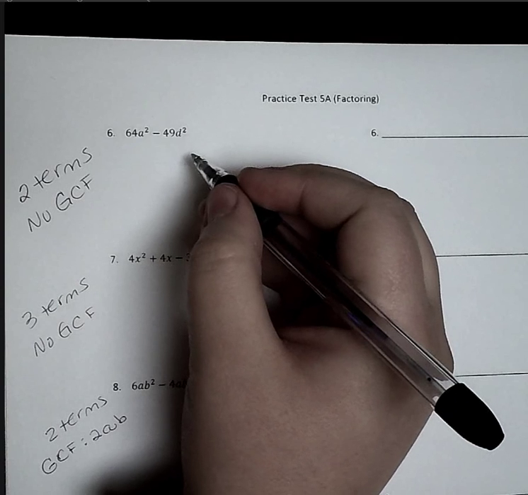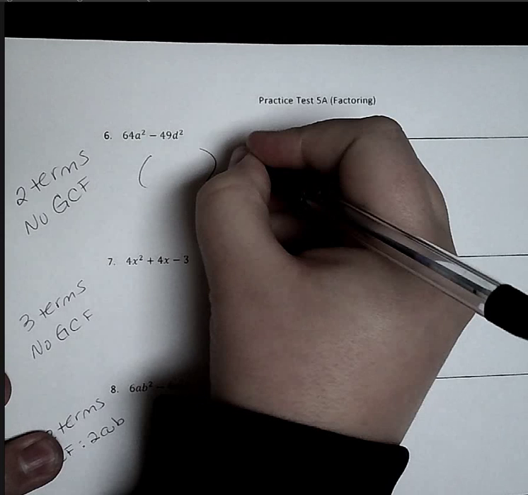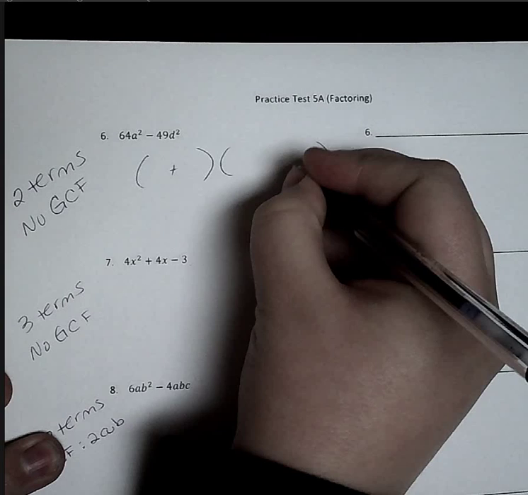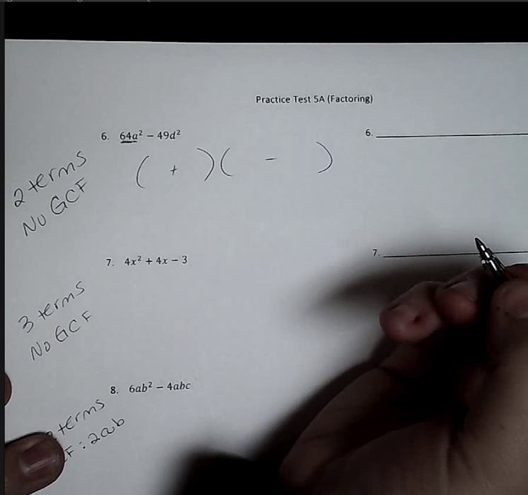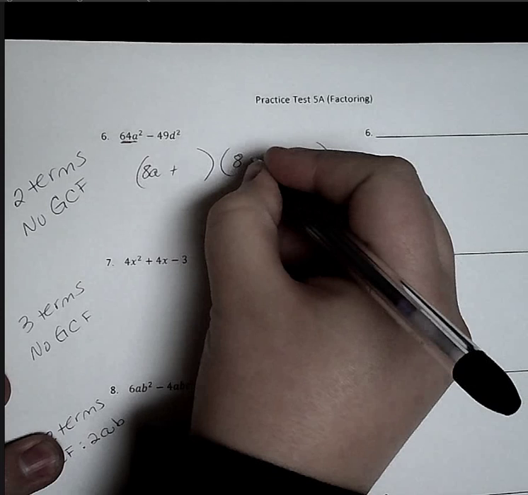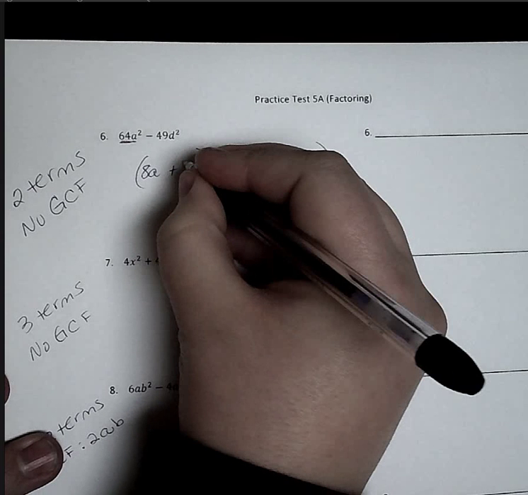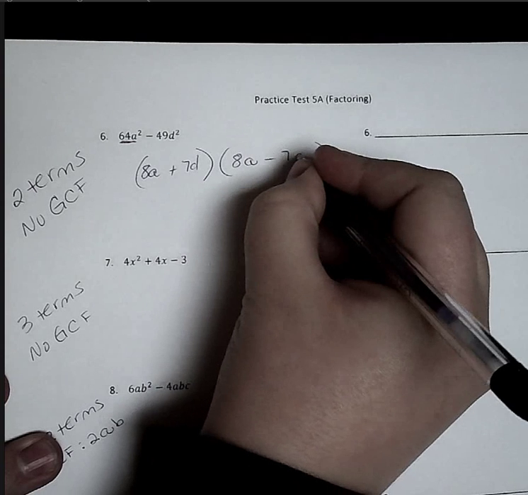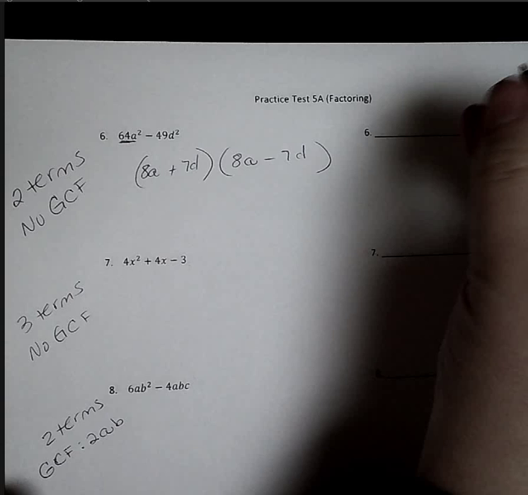Okay? So this is a car problem. So one's a plus, one's a minus. What times itself gives you 64a squared? The answer is 8a. What times itself gives you 49d squared? The answer is 7d. Okay, that's it. That's all we have to do on this one.